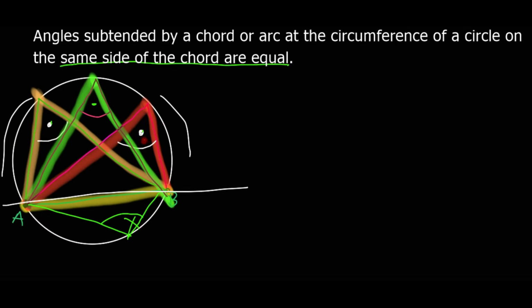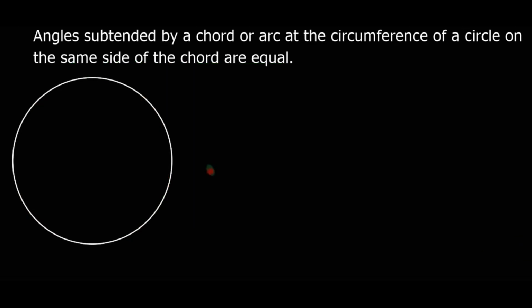And when we prove it, we use this theorem: angles in the same segment. Now we explained this theorem using a chord. Let's say now we use an arc. Remember, an arc is any part of the circle, so we have an arc. And let's say this arc creates an angle.